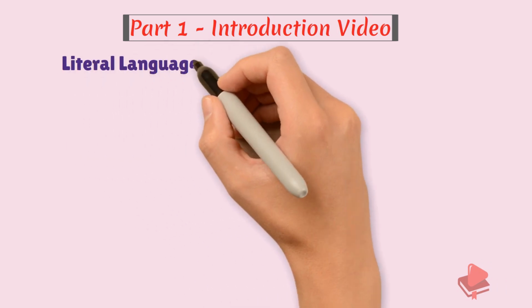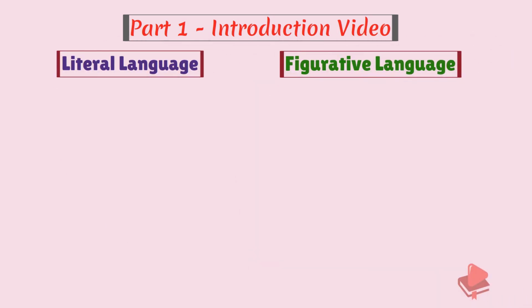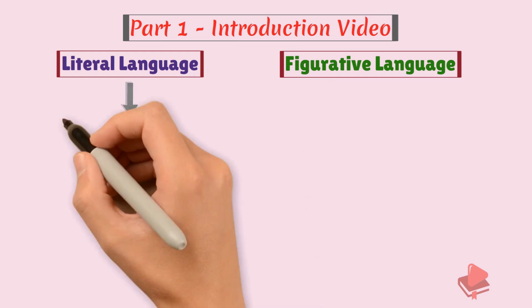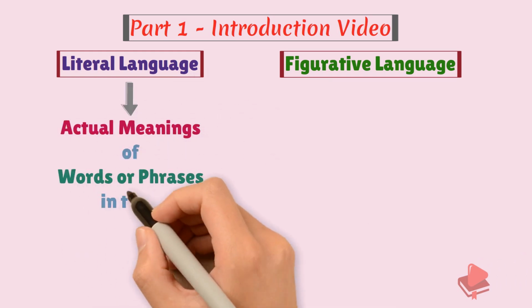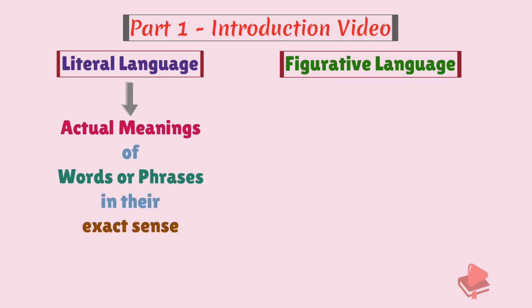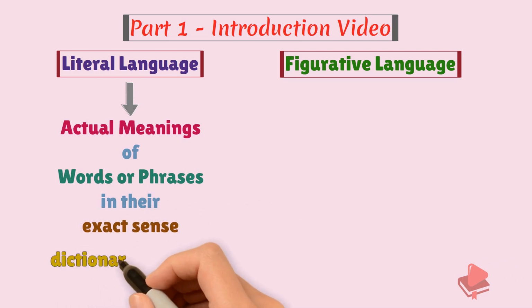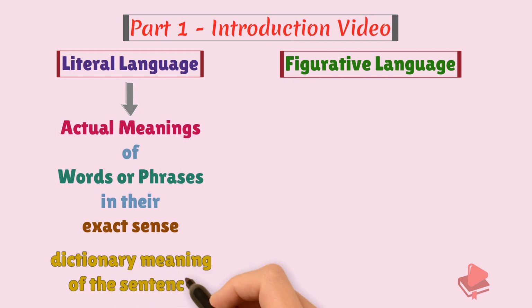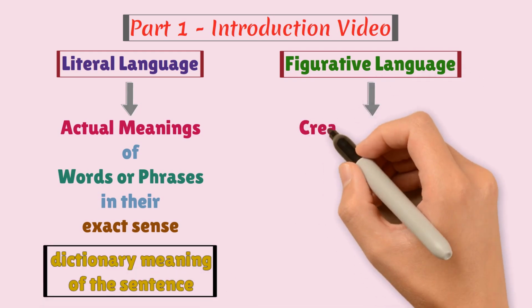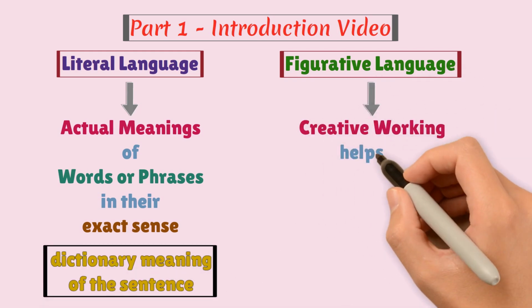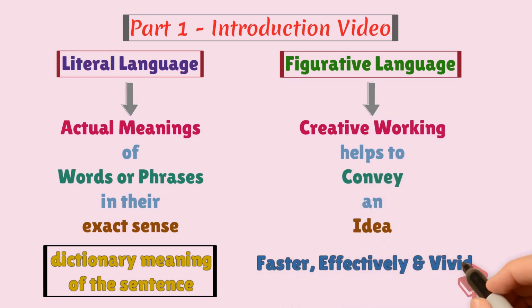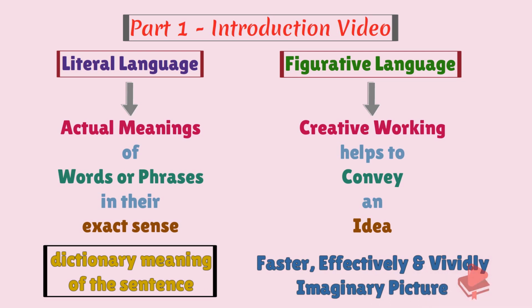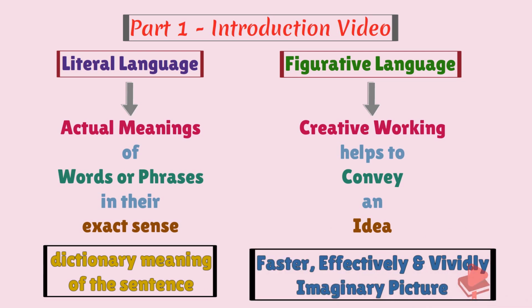In the first part of figure of speech, we saw the literal and figurative meaning. In literal language, we use the actual meanings of words or phrases in the exact sense. That is, in simple words, we go by the dictionary meaning of the sentence. While figurative language is creative wording which helps to convey an idea faster, more effectively and more vividly through imaginary pictures drawn in the mind.